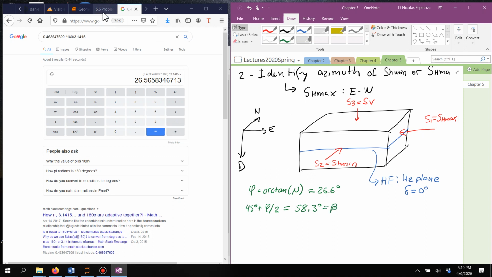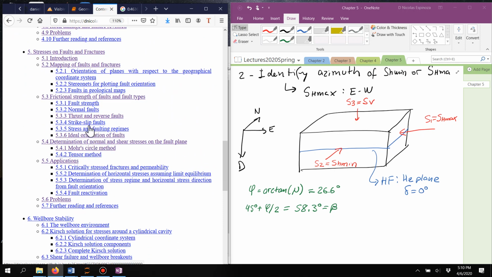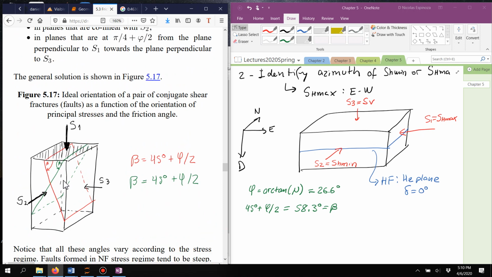I'm going to use this rule that we have used before. Let me find it over here: ideal orientation of faults. This is what we have to use. We know that these ideal shear fractures or faults are going to be oriented in two possible orientations, at an angle of beta from the plane of the maximum principal stress to the plane of the minimum principal stress. Look at this plot, and you can see which one is S1 and which one is S3. The only information that we're missing now is the betas, which we already calculated, but we're going to have to put these planes over here. So let's go ahead and do that. I wanted to do those two with green.